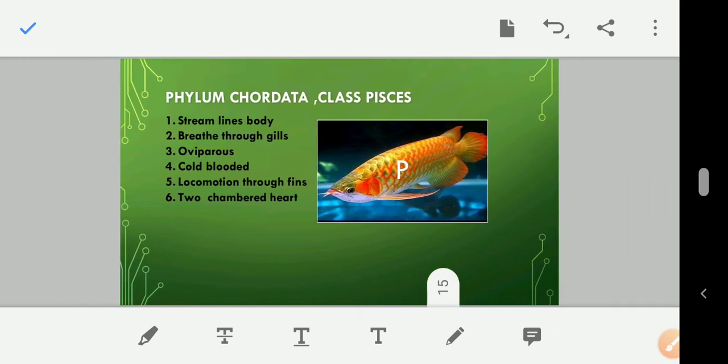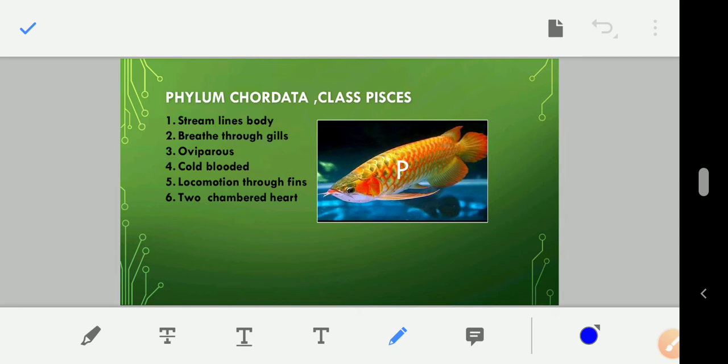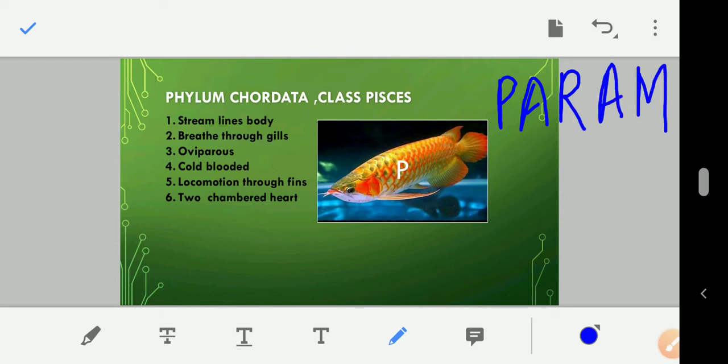Next phylum is phylum Chordata. Phylum Chordata is divided into 5 classes. That is PARAM. P-A-R-A-M. PARAM. P for Pisces, A for amphibians, R for reptiles, A for Aves, and M for mammals. So let's understand first P, PARAM.